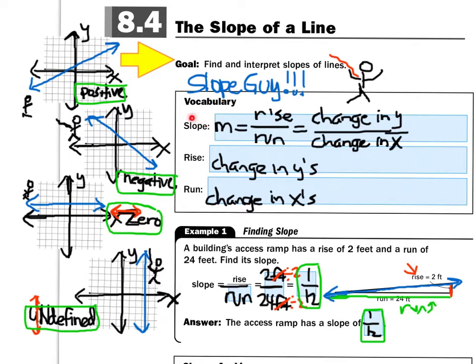Okay, so slope in algebra, they always use the letter M to represent the slope. And slope is always written as a fraction. It's how much the line rises over how much it runs forward. And another way to say it is always the change in y over the change in x. So the rise is represented by the change in the y's, and the run is represented by the change in the x values.